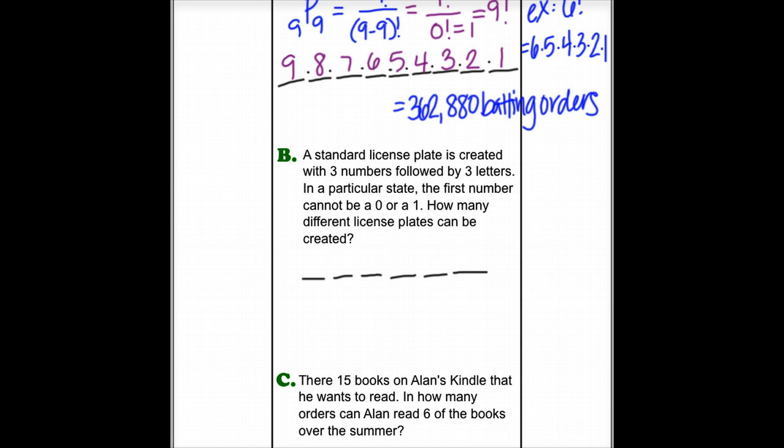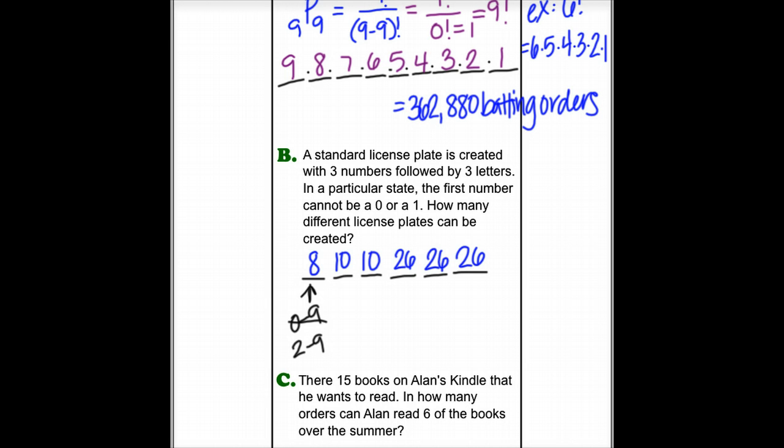In our first place, we cannot have a 0 or a 1. Typically that would be 0 through 9, but because of not being able to use 0 or 1, that's 2 through 9, which gives you 8 possible options for the first spot. It doesn't say anything about the second 2 numbers not being a 0 or 1, so I have 10 options for those. For each of the letters, we have 26 letters in the alphabet, so we put 26 in each of those spots. The reason order matters is that ABC or CBA mean 2 different things.